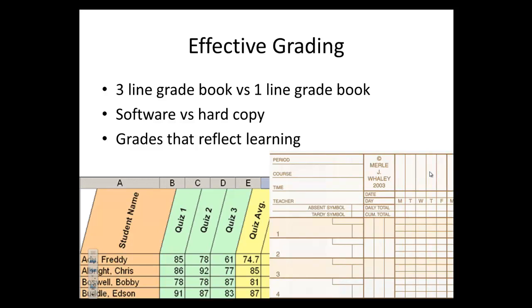There's the one line, which we're used to, on the bottom left, where we have the name, the assignment, and their grade, the next assignment, and their grade for that one. However, by doing it this way, we can't see the whole big picture of the student.